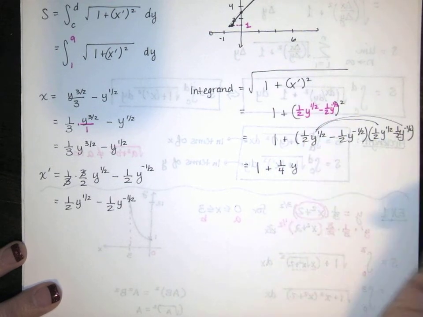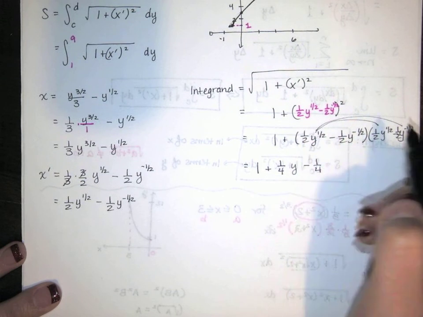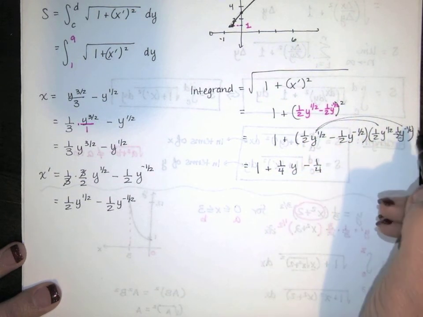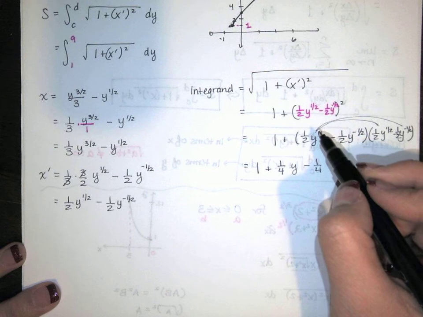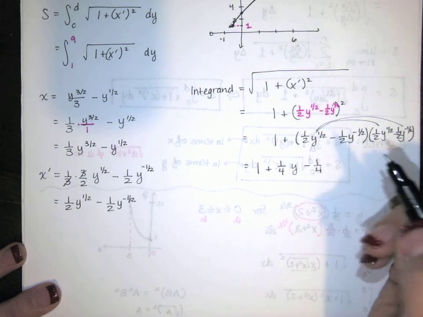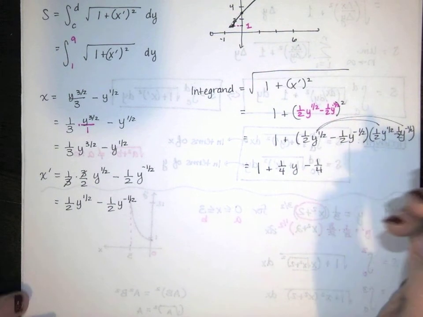Outer times outer, you've got a positive 1/2 and a negative 1/2, so that's negative 1/4. Y to the 1/2 times y to the negative 1/2. Remember, you add the exponents. 1/2 plus negative 1/2 is 0. Y to the 0 is 1. So y to the 0 is just multiplying the negative 1/4. So you just get a negative 1/4.